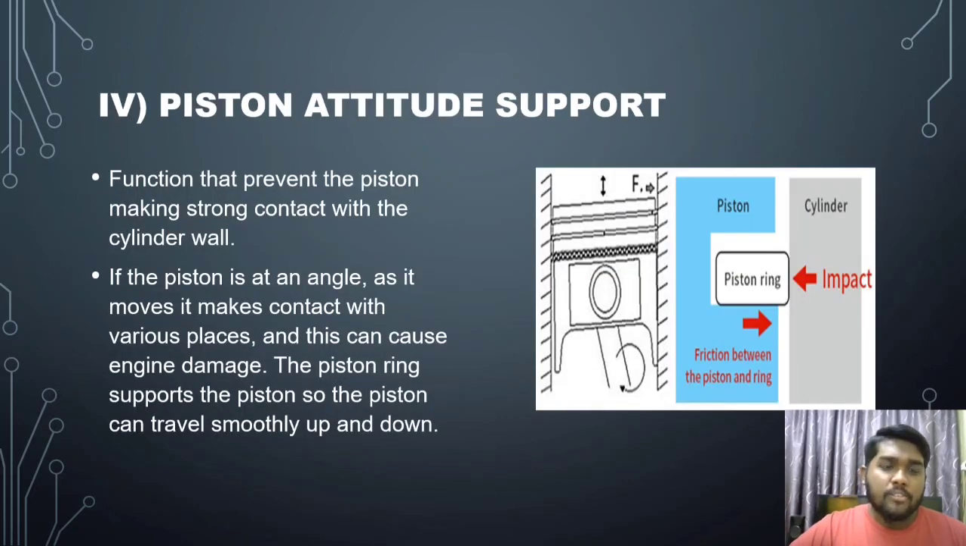The last one is piston attitude support. The first function is to prevent the piston making strong contact with the cylinder wall. If the piston is at an angle as it moves, it makes contact with various places and this can cause engine damage. The piston ring supports the piston so the piston can travel smoothly up and down.